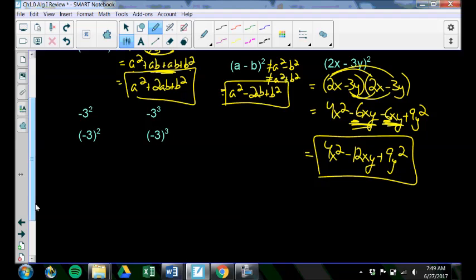Okay, take a second and guess at what these answers are. I'm going to knock them out real quick, but maybe pause and guess and see if you know what these work out to. This is negative 9. This is 9. This is negative 27. This is negative 27. And if there's one that you got wrong, it's probably one of these two. The order of operations matters and the parentheses matter.